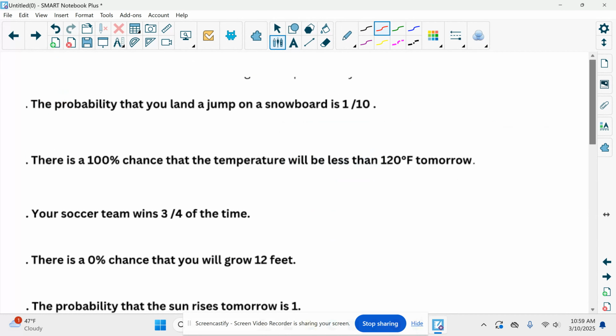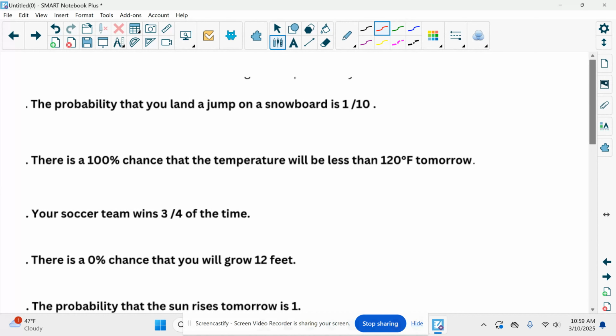All right, so look at these situations. It says describe the likelihood of an event given its probability. The probability that you land a jump on a snowboard is 1 out of 10. Well, this isn't a percent, but what can we do to the fraction? We change it to, what can we do?